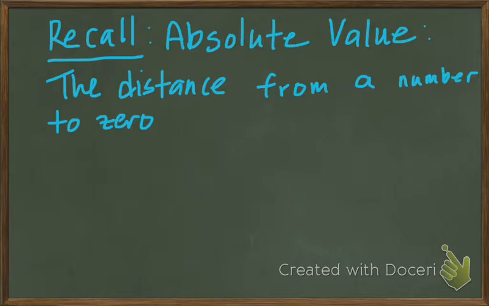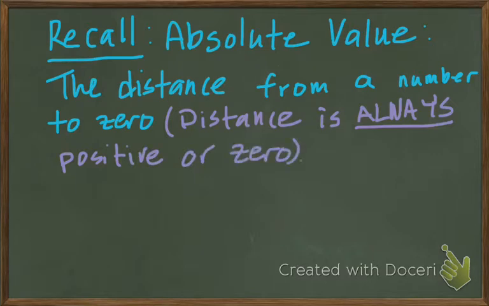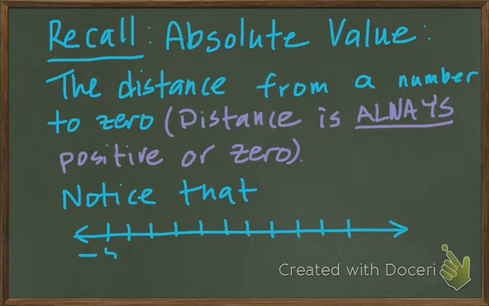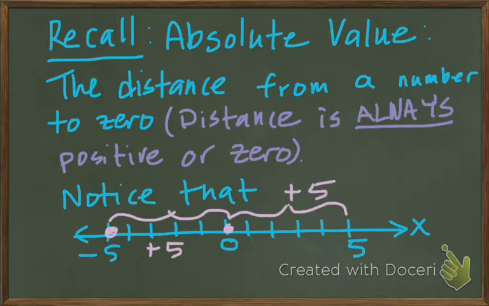So remember, the distance from a number to 0. Distance is always positive, or it's 0, because you could be going 0 distance. So positive or 0. Notice that both -5 and +5 are 5 units from 0. And again, since distance is positive, both -5 and +5 in absolute value are both +5. So that's why we say the absolute value of -5 equals +5, and the absolute value of +5 equals +5.